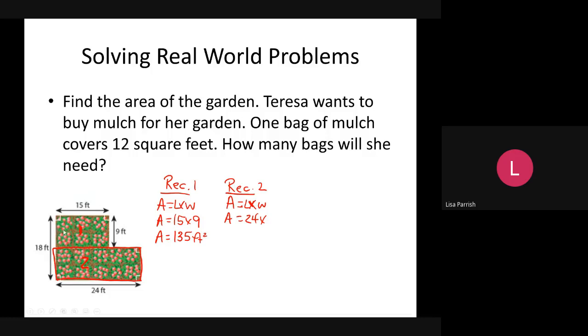Well, this top half, if I look across, is 9 feet. So that means this would be 9 feet. So 9 plus something else has to equal 18. 9 plus 9. So the width of this one is 9, because if this is 9, then this side is 9. Okay. So now I do 24 times 9.